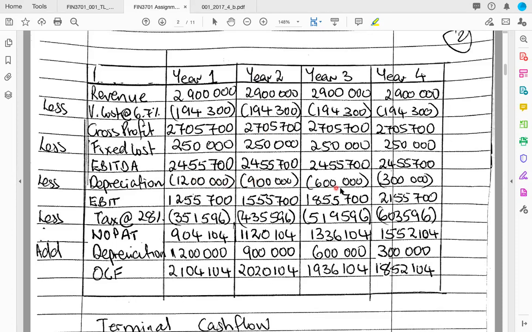And then after subtracting the depreciation expenses, we get the earnings before interest and tax. That's the operating profit. And then we subtract tax at 28%. We simply find 28% of these amounts, and then we subtract. Then we get our net operating profit after tax. And then we add back depreciation. These depreciation amounts, we add them back, right? And then we get to our operating cash flow. So this is the incremental operating cash flow that was asked for in the question.